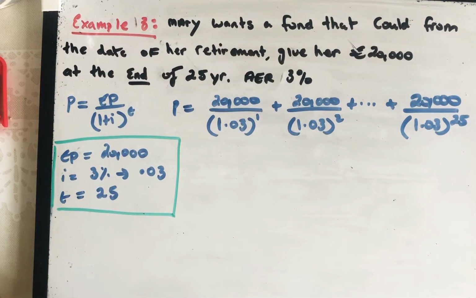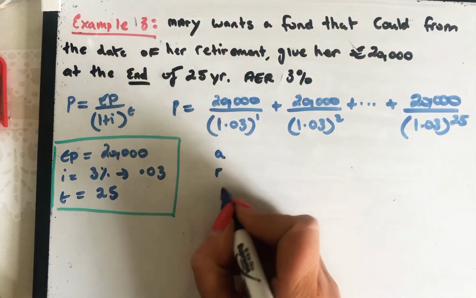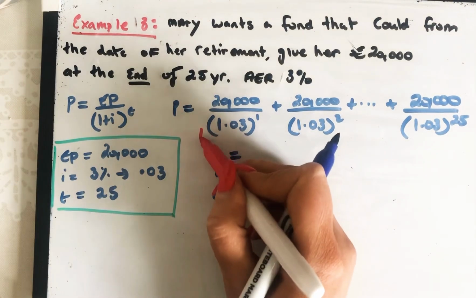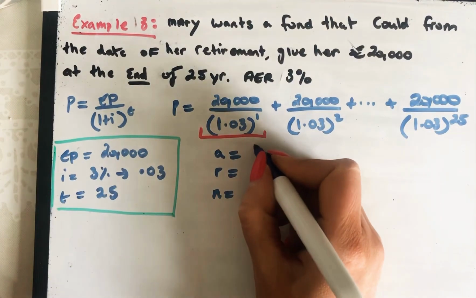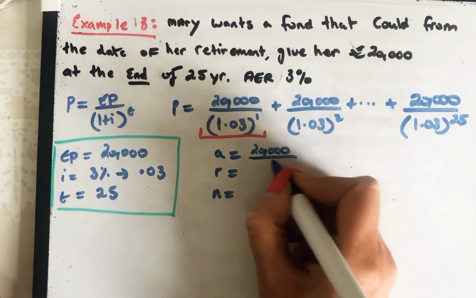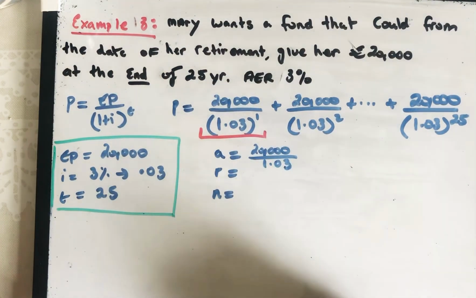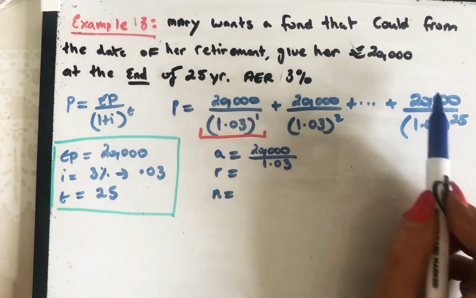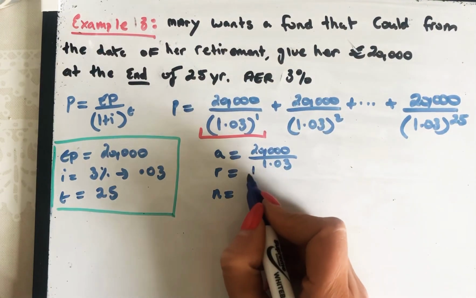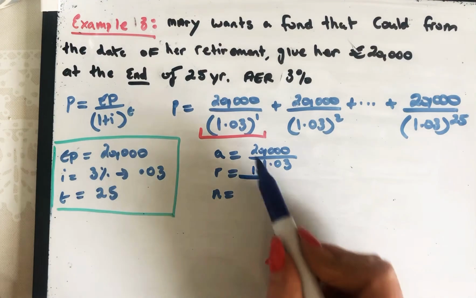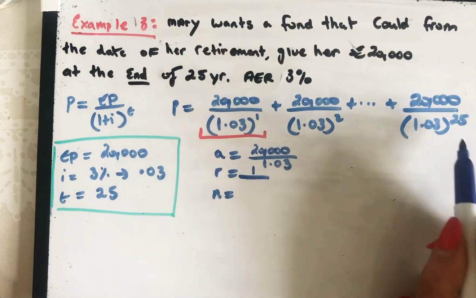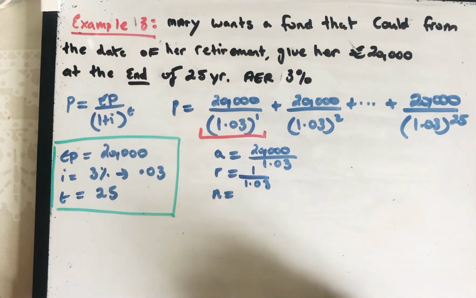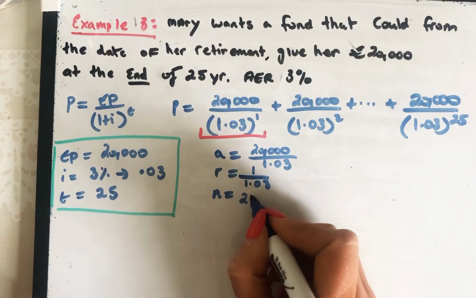Next of all, we're going to write out what is our A, our R, and our N values. Well, the A is the first term, and we can see here it's 20,000 over 1.03. Our R is our common ratio, so what is changing as we multiply from term to term. On the top we can see it's just a 1. On the bottom, what's being multiplied as we move from term to term is 1.03. And then our N value is the number of terms we have, and it is 25.